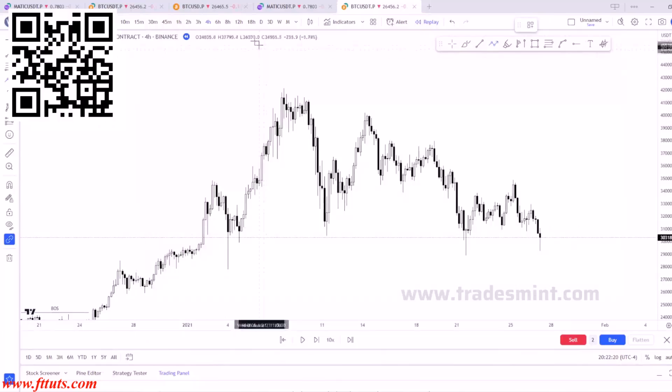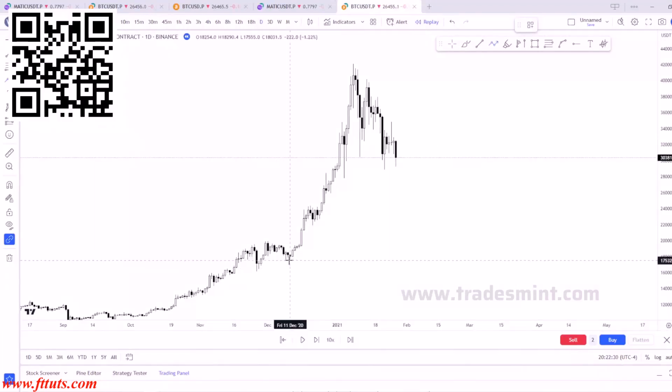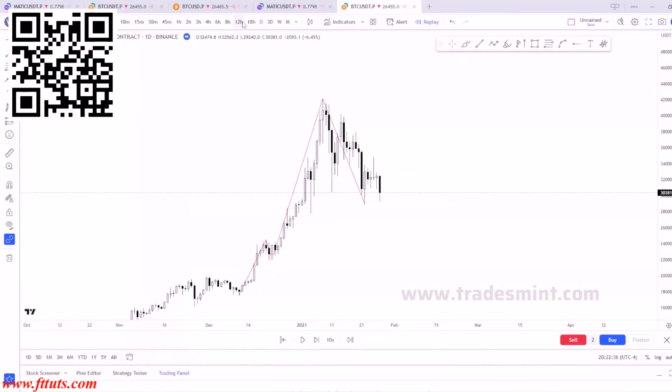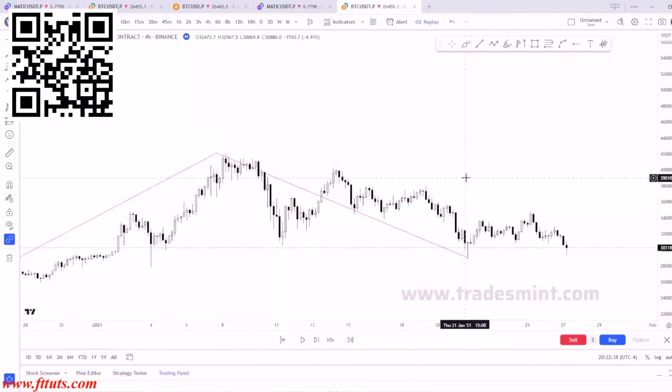So price was making its way up on the daily. So we had this, and we had this. We then have this lowest point so far. So I'm going to drag that down to there. What about on the 4 hour? Well, what does the 4 hour indicate?